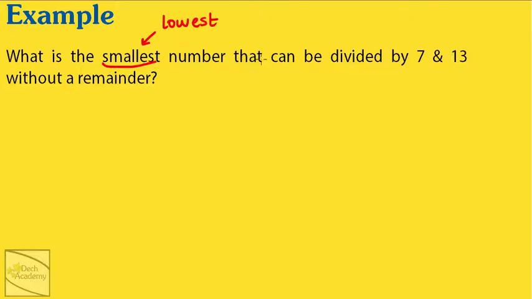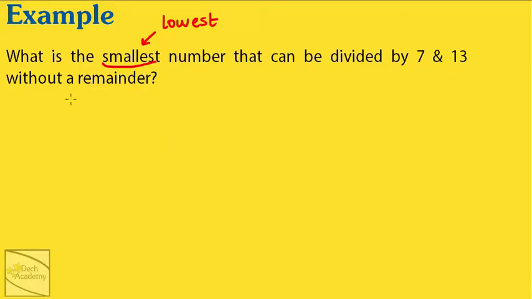Okay? And we're saying what's the smallest number that can be divided by both 7 and 13. That means that number can be divided by both 7 and 13 without a remainder. So this brings us to the next thing, which is the concept of a multiple.